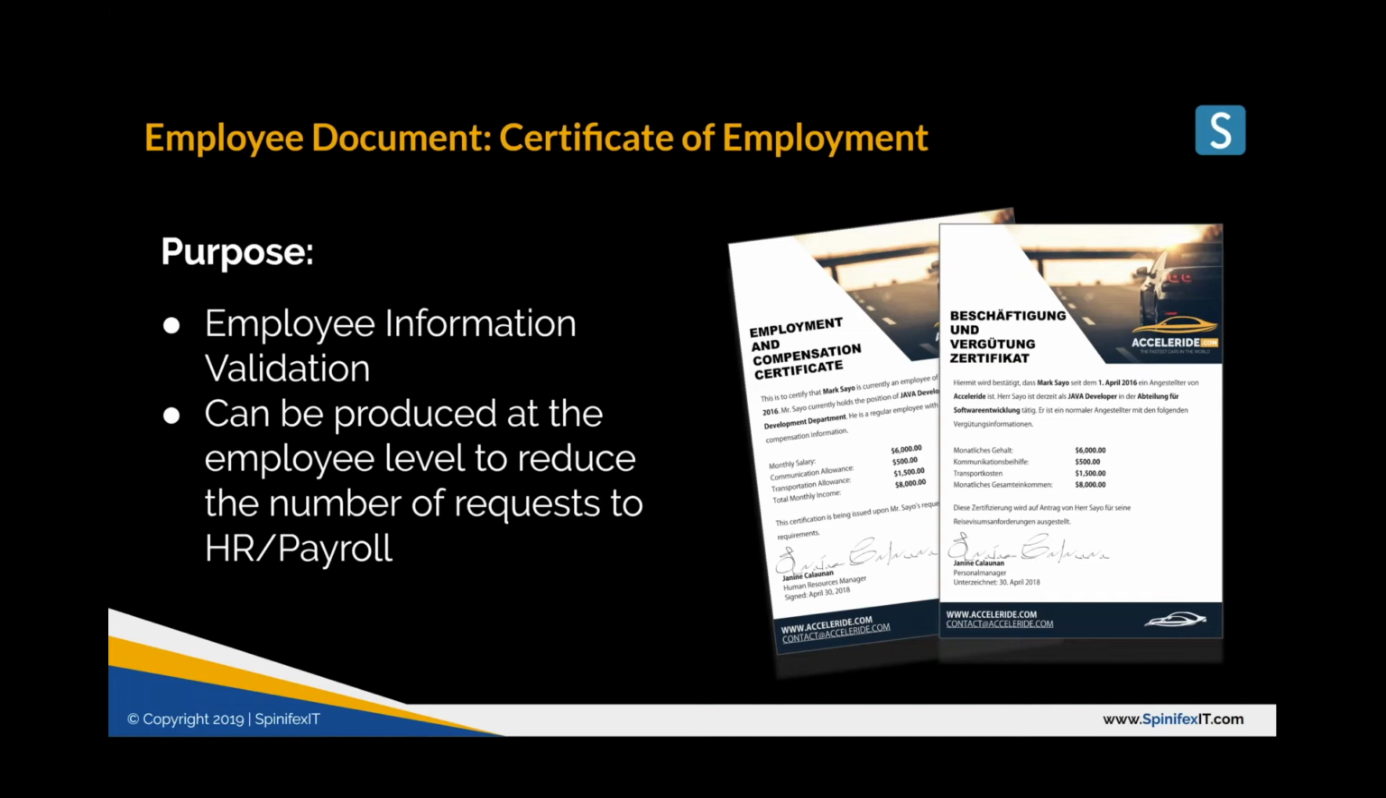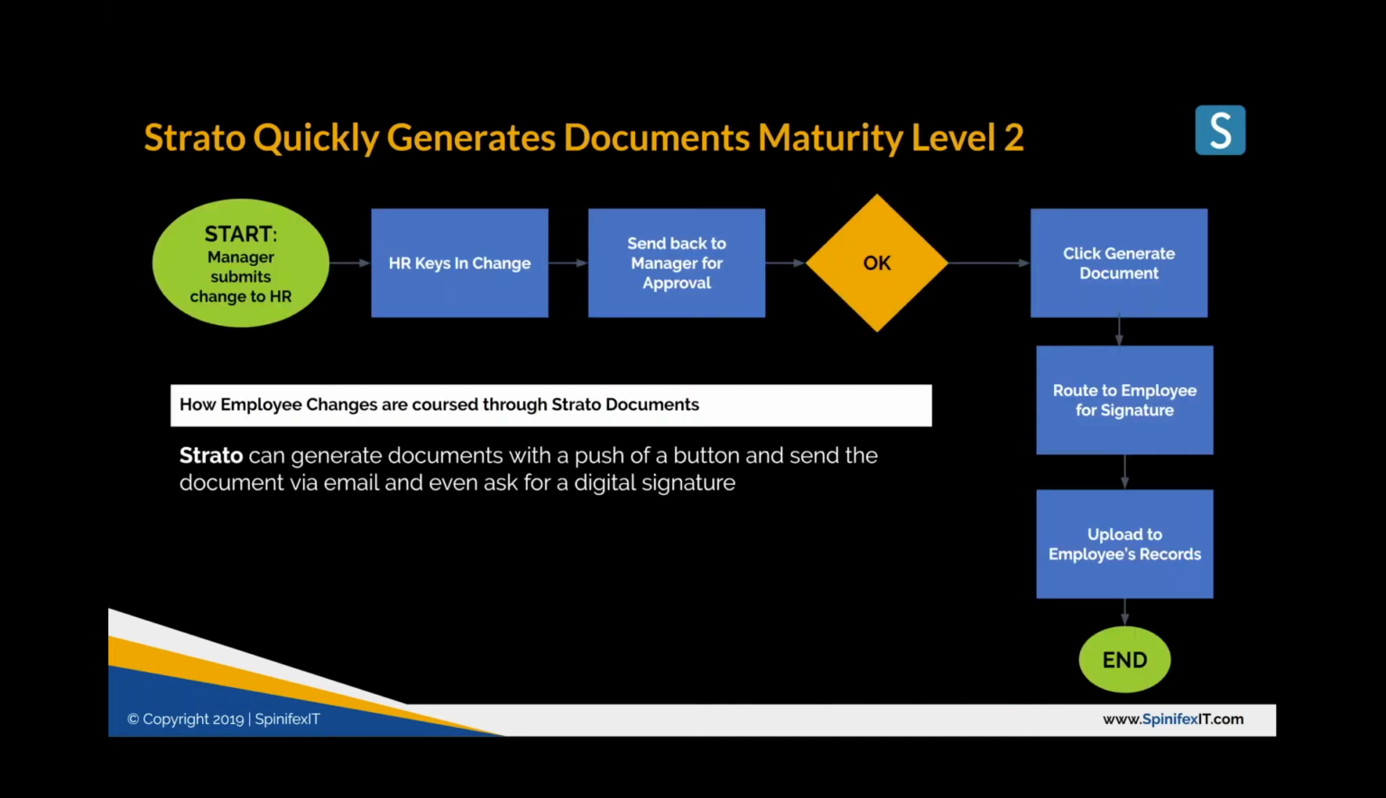We'll take a look at some of that today, because you want to move to maturity level 2. Maturity level 1, again, is you going out and building your templates manually. Maturity level 2 is when something occurs in the system: HR keys a change, the manager gives approval, and then everything's okay. Then a document has to be generated, and maybe that's generated by HR, maybe by the manager.